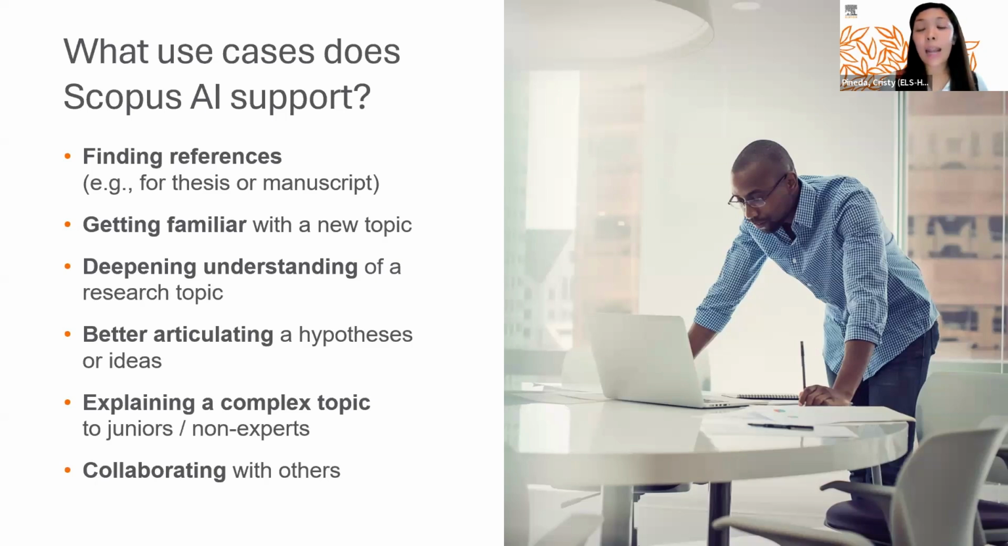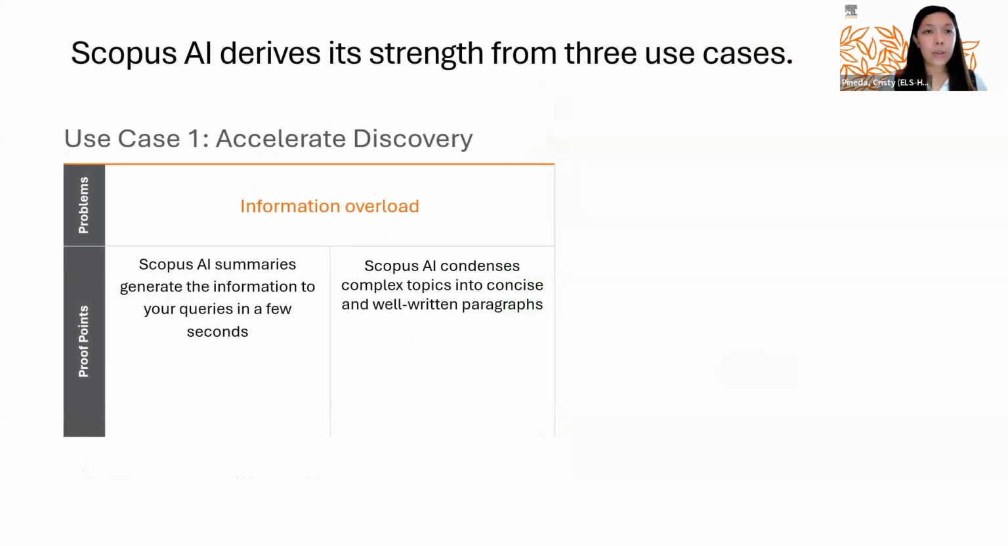And finally, collaborating with others. So with Scopus.com, it gives you also an avenue where you could search for potential authors to collaborate with based on their citations. It is the same with Scopus AI, but in this case, it would be able to link you faster to that researcher for you to be able to collaborate with your particular research topic. Okay. So Scopus AI derives its strength from the following use cases.